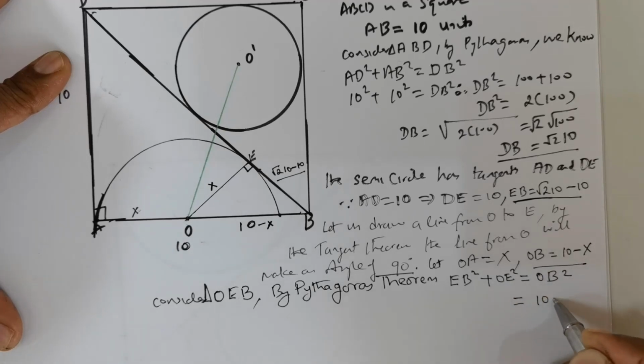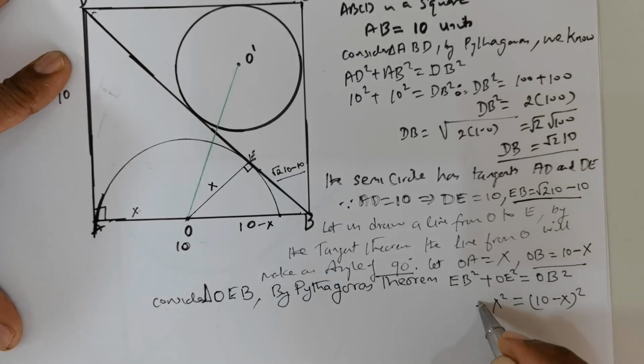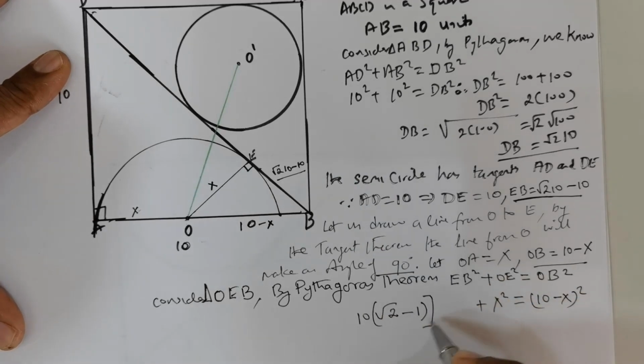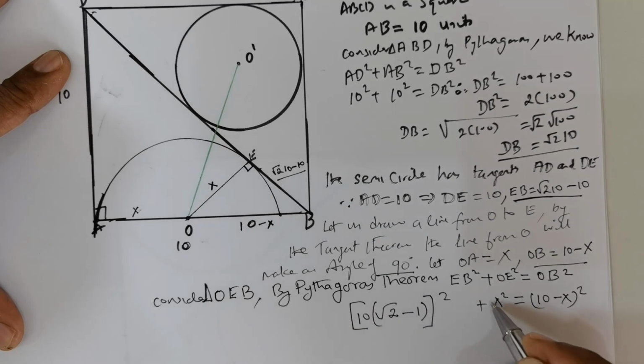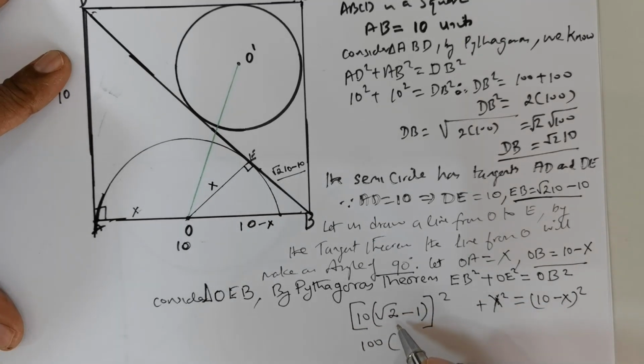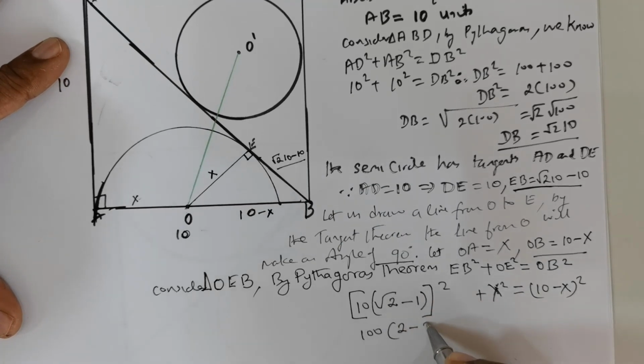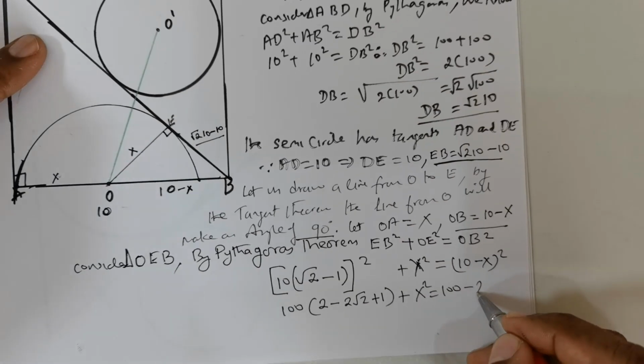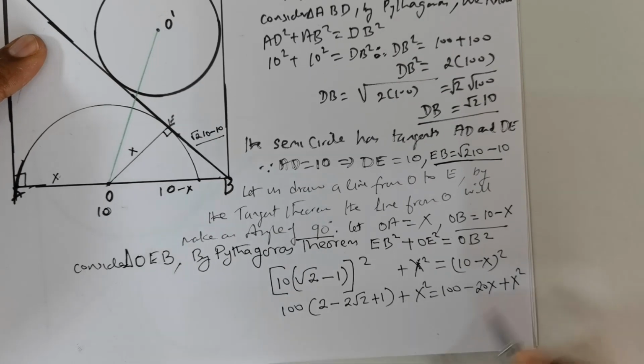Now OB squared is (10 minus x) squared, OE is x squared, EB is, I'm going to take 10 out, so this is going to be 10 times (root 2 minus 1), squared. So this can be rewritten as 100. If you square this, what do you get? You get 2 minus 2 times root 2 plus 1, plus x squared is equal to 100 minus 20 times x plus x squared.